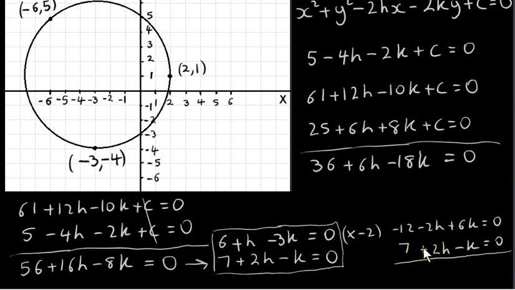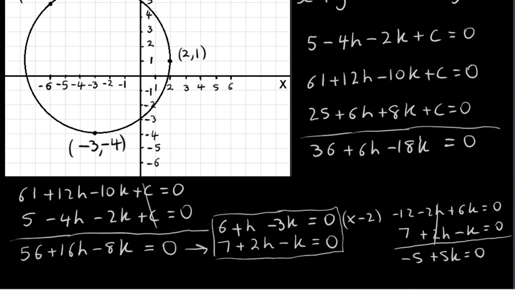And we add these equations together. So we have -12 + 7 is -5. We get 0 here. 6k - 1k is +5k = 0. This looks like we'll get a very nice answer. k is 5 divided by 5, which is 1. So k is the y value of the center of the circle.